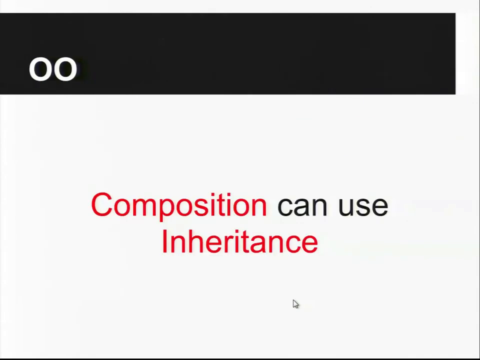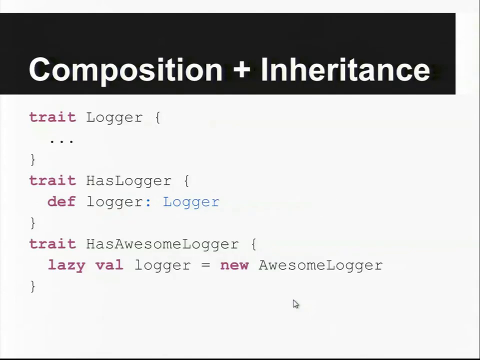Okay, another thing is composition can include inheritance. So should I have a has-a relationship or should I have an is-a relationship? In Scala, I can do both. I can define a logger, not the beer, and then I can define a HasLogger that just has a member called logger. Notice it's a def. It's not a val. It's a def, so I can choose how to instantiate it. And then I can later on define a trait called HasAwesomeLogger, which instantiates the awesome logger, overrides the logger member.